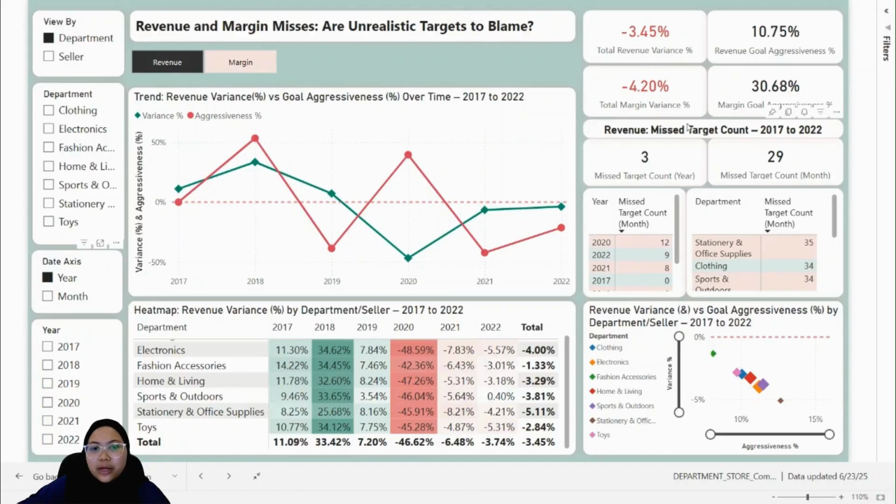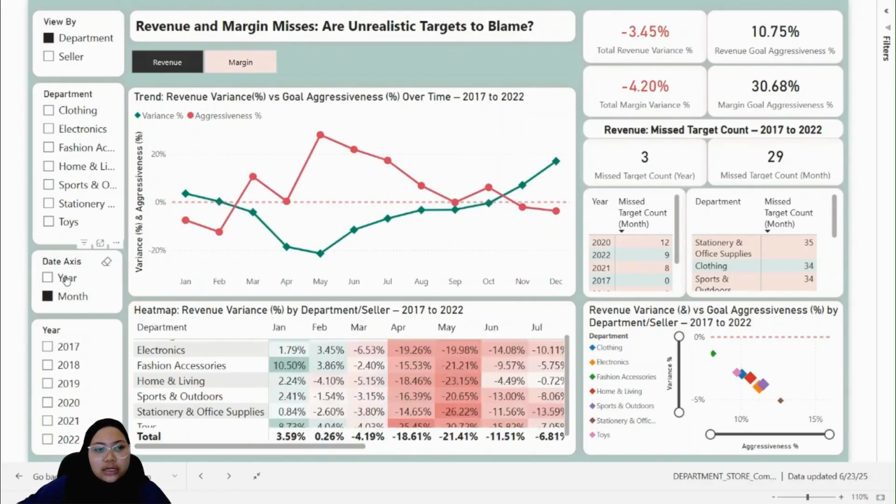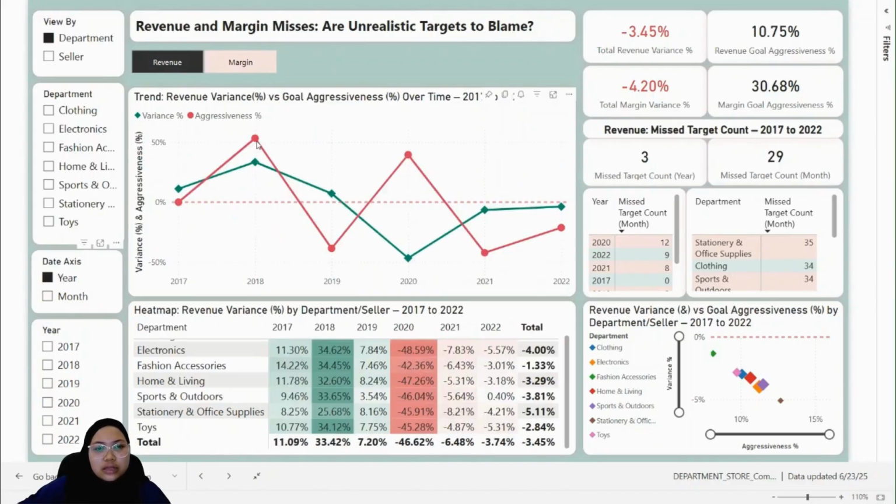Below that, there's a breakdown of missed target count by year and month, along with tables showing how these misses are distributed across different years and departments. So the line chart shows trends in variance and aggressiveness over time. Users can switch between monthly or yearly view, and tooltips allow them to see exact values for each point.